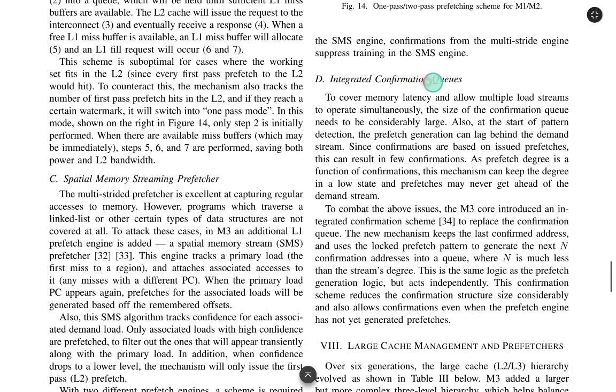D. Integrated confirmation queues to cover the memory latency and allow multiple load streams to operate simultaneously. The size of the confirmation queues needs to be considerably larger, also at the start of the pattern detection. The prefetch generation can lag behind the stream, since the confirmations are based on issued prefetches, which can result in few confirmations as prefetch degree is a function of confirmation. This mechanism can keep the degree in a low state and prefetches may never get ahead of the demand stream.